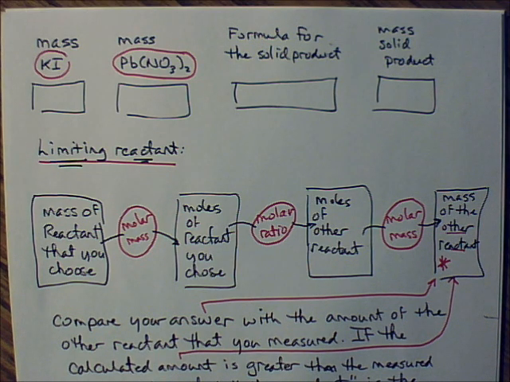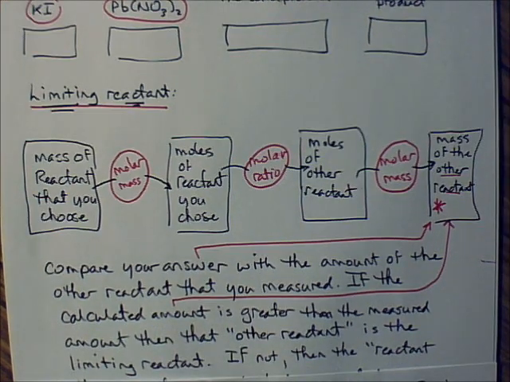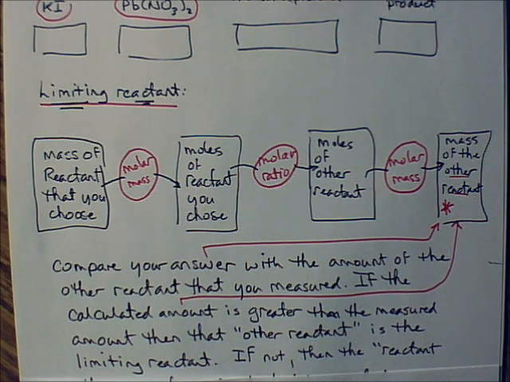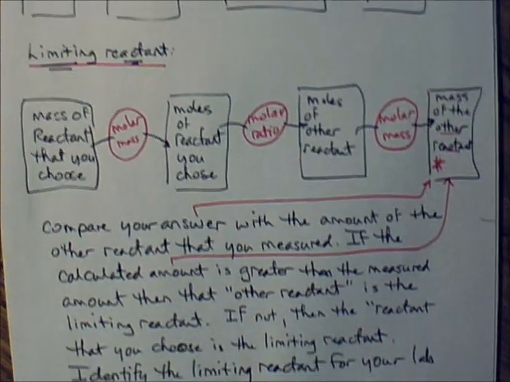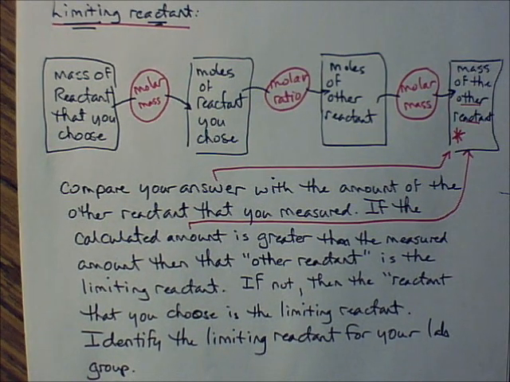If the calculated amount, this amount right here, is greater than the measured amount, then that species is the limiting reactant. And if not, the reactant you chose is the limiting reactant. So for this homework, you're going to identify the limiting reactant for your lab group.